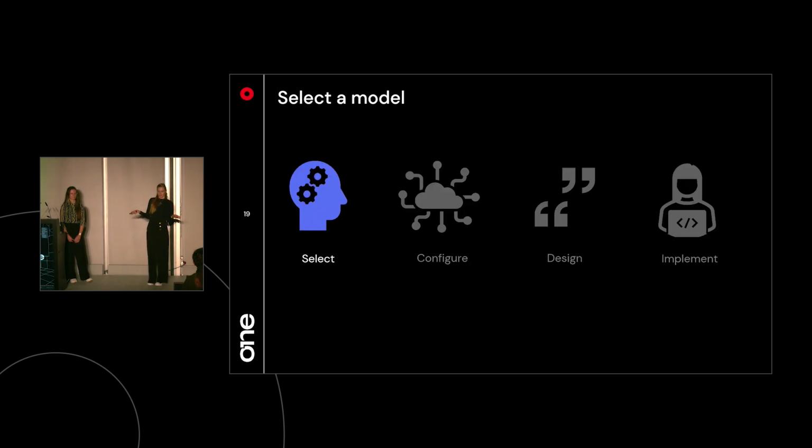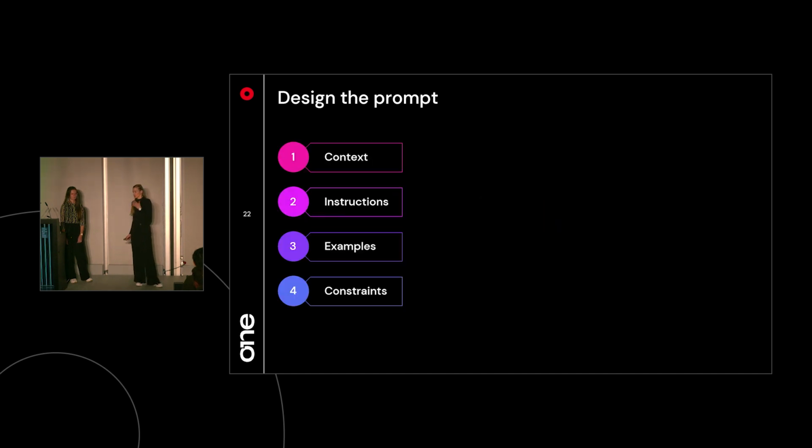Okay, then let's dive directly into the implementation of this application. So we're starting by selecting an AI model. We choose ChatGPT here. I will come to that point in the other example a little bit more. Then we do the configuration part. Lotte showed you earlier how we do the API call. And then we want to design the prompt. I will show you the example prompt that we used in this specific application.